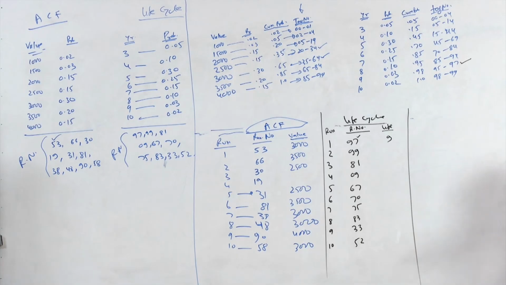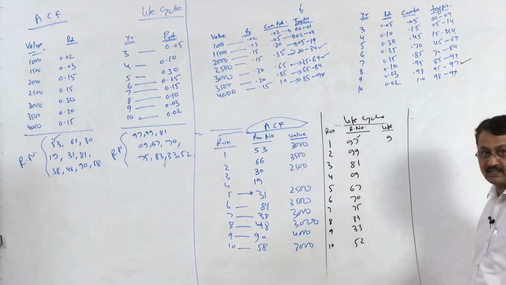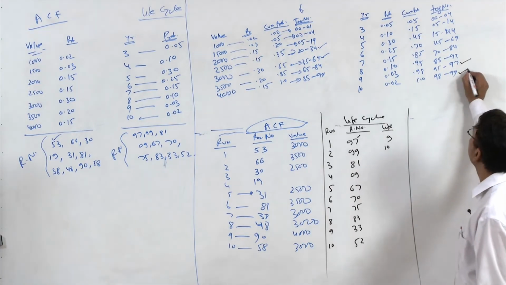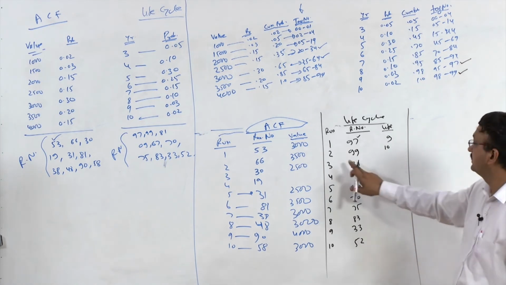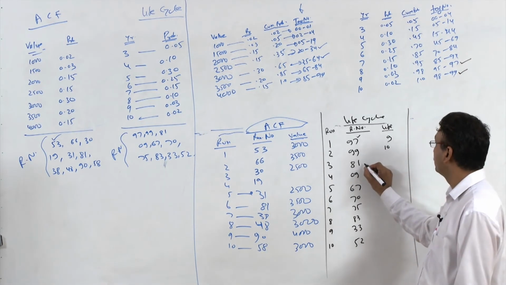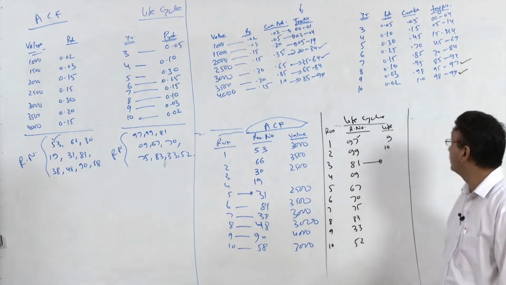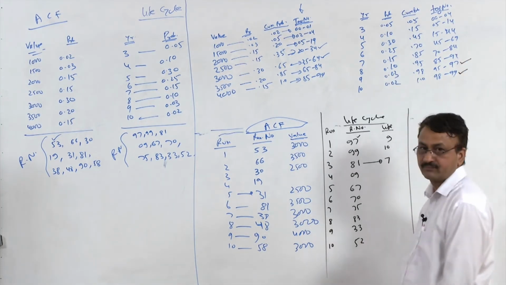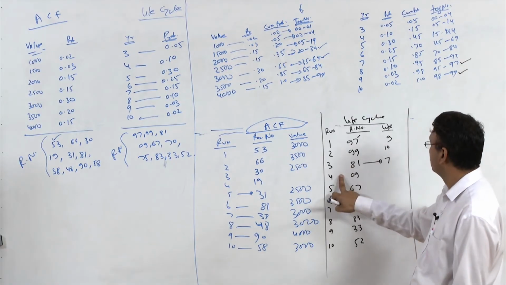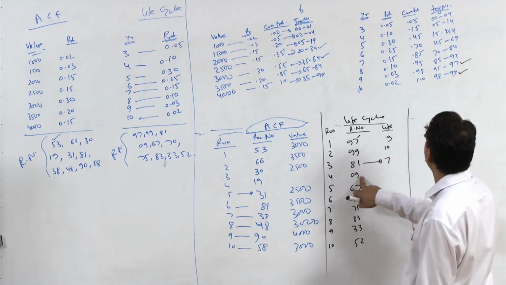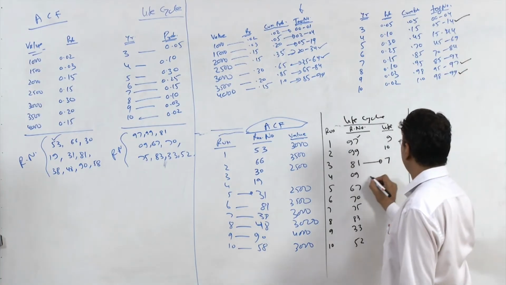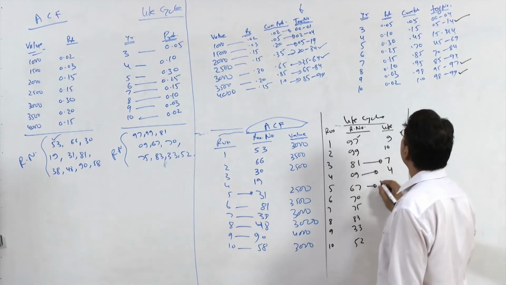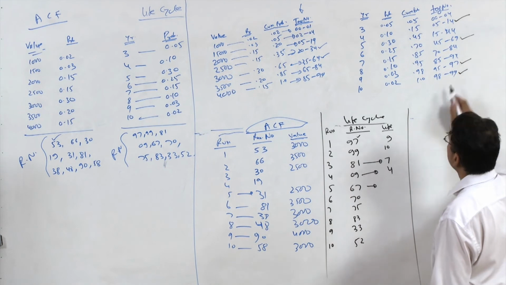Next, can you try 99? 99 is again here, in this range, so the life would be 10 years. Similarly for 81, which range is it in? Here, so life would be 7 years. For the fourth run, the random number is 9. 9 is here, which means 4 years. For 67, 67 is here, which means 6 years.